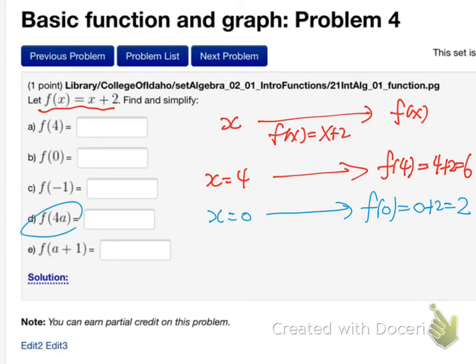So now let's jump a little bit. Let's go to this one. If x is 4a, so just replace x by 4a. So f of 4a is 4a plus 2. So this is the evaluation part. You replace x by whatever is given, whatever is inside the function.